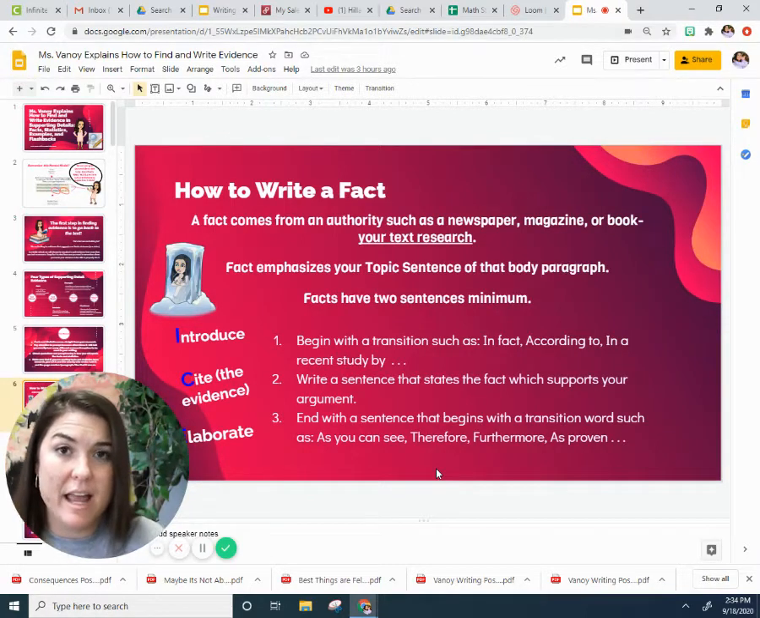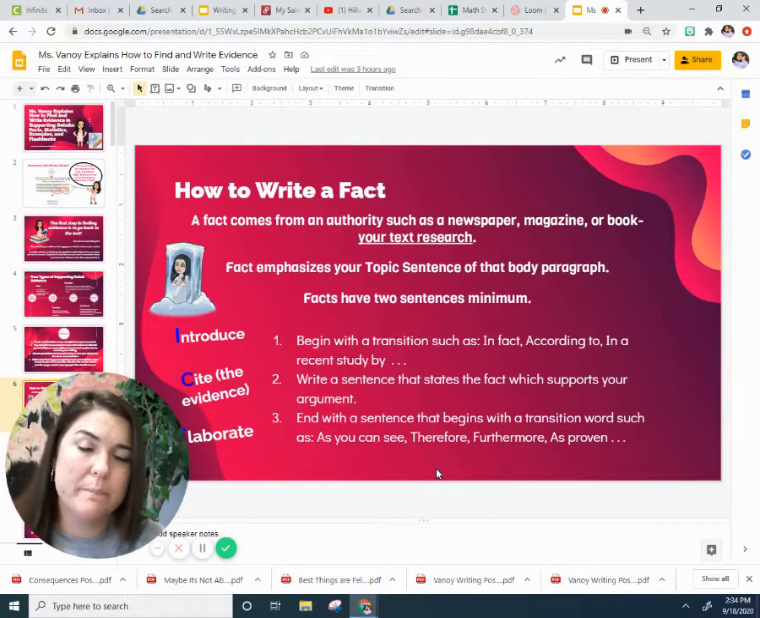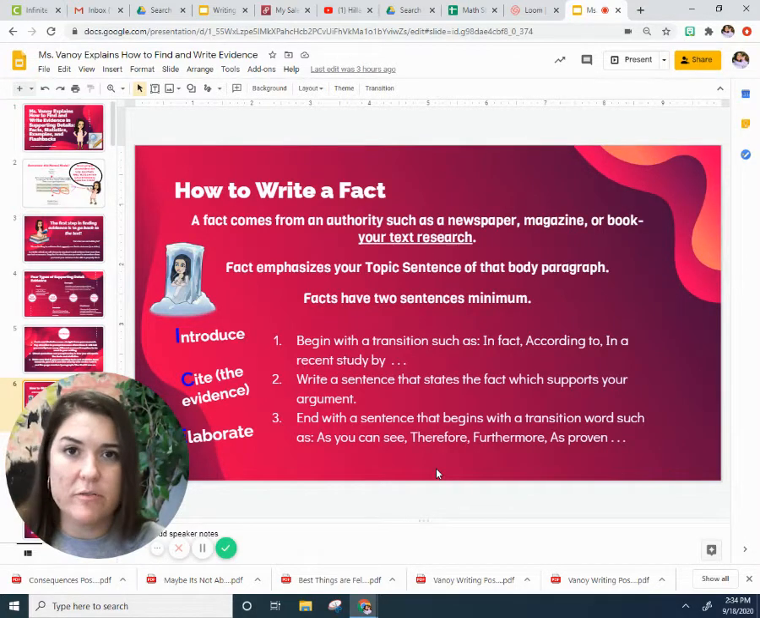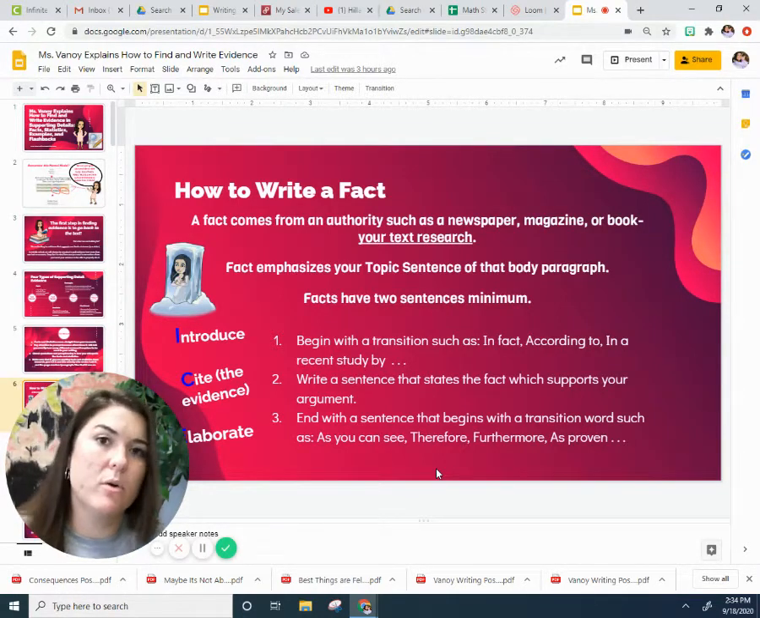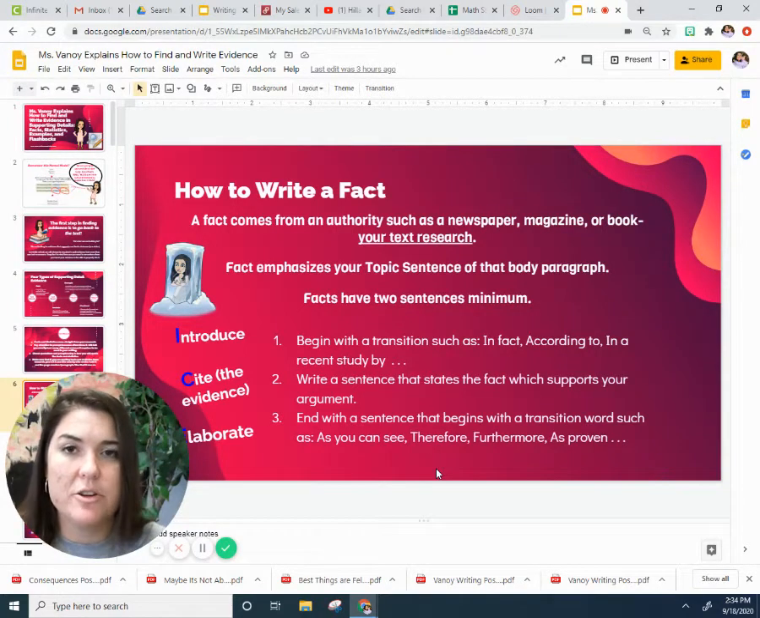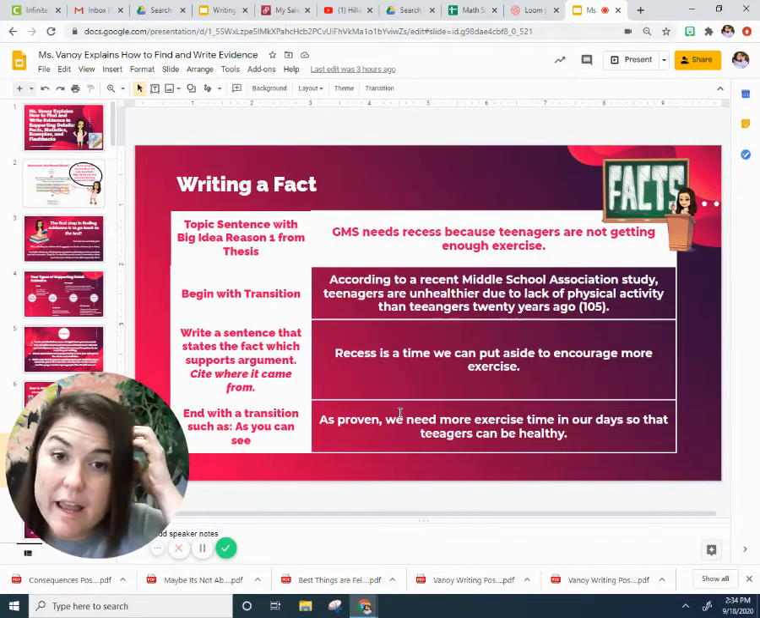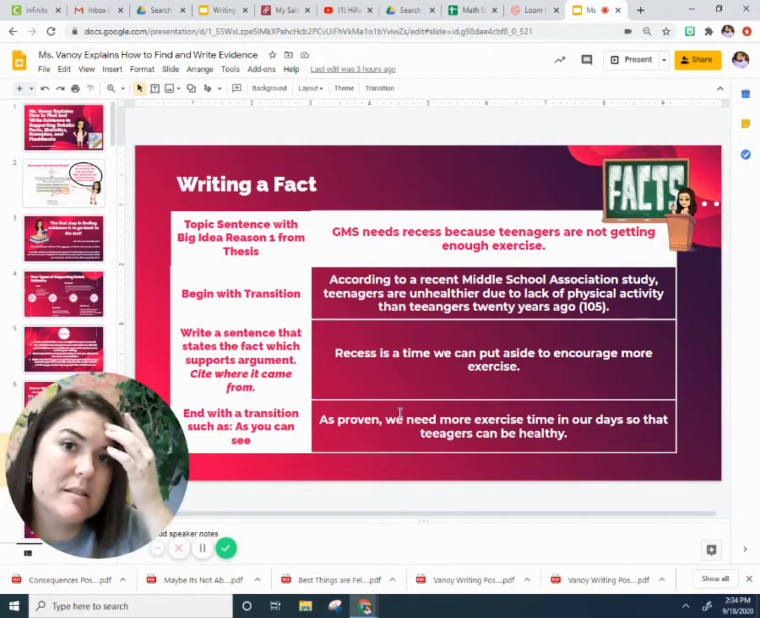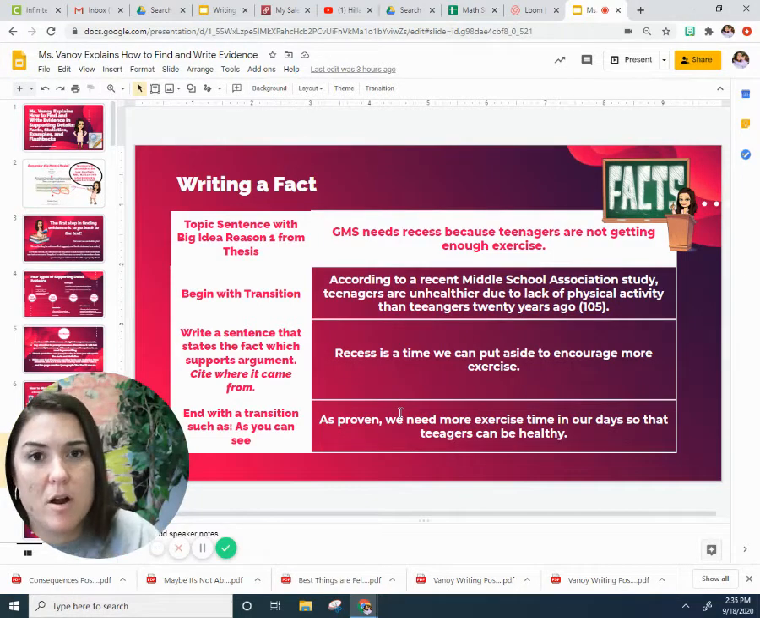You want to actually state whatever the fact is, and you'll give the page number that you found it from. You'll make sure to cite the evidence, and not just the page number, but you'll tell, according to this study, or according to this paper, or according to this article. You have to actually give the name of the article or the author of it, so that you have attributed it to the right person. You've introduced it. And then you're going to end with that elaboration of, as you can see, therefore, furthermore, and so on.